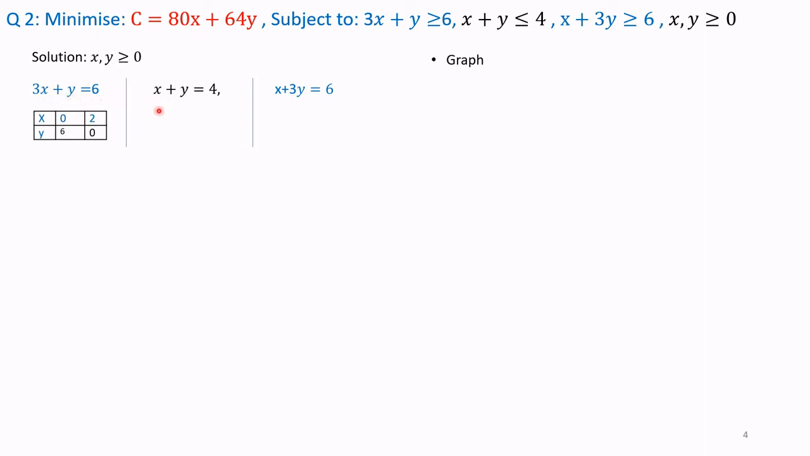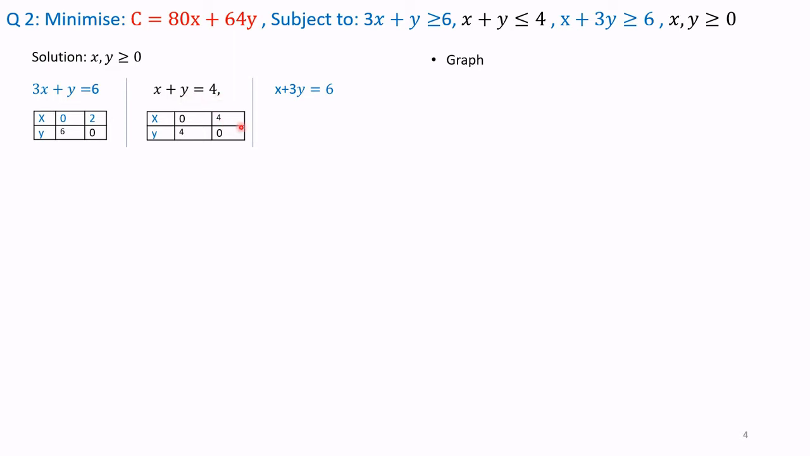Now we will take up the second constraint, that is x plus y equals 4. To draw this line, as in the previous case, we put x equal to 0 to get y equal to 4. In the next step, we put y equal to 0, and we get x equal to 4. So for the second equation also, we got 2 points.